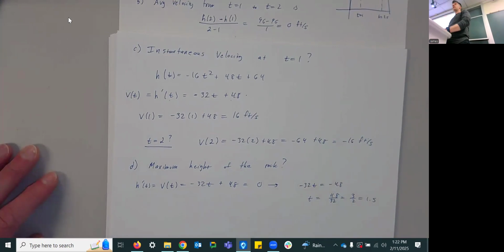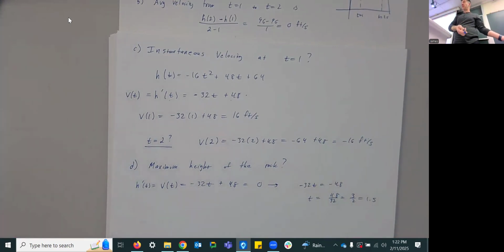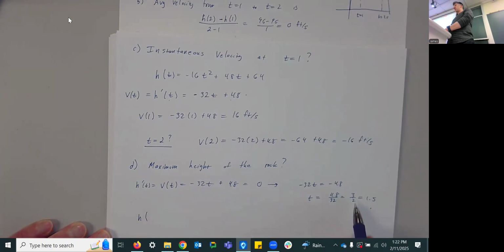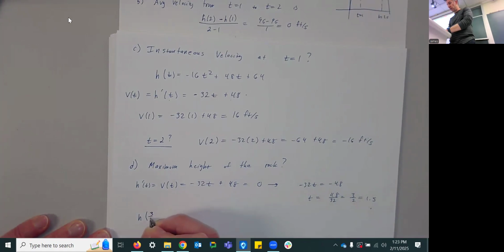We're not done though. The question didn't say, when does the rock reach its maximum height? The question asks, what is the maximum height? So we have to take that critical point where we reach the maximum height and then plug that back into the height equation. In my opinion, it's easier to plug in a fraction versus a decimal. I know what 3/2 squared is. It's 9/4. 1.5 squared is a little more work in my brain. So I'm going to plug in a fraction to make it easier.